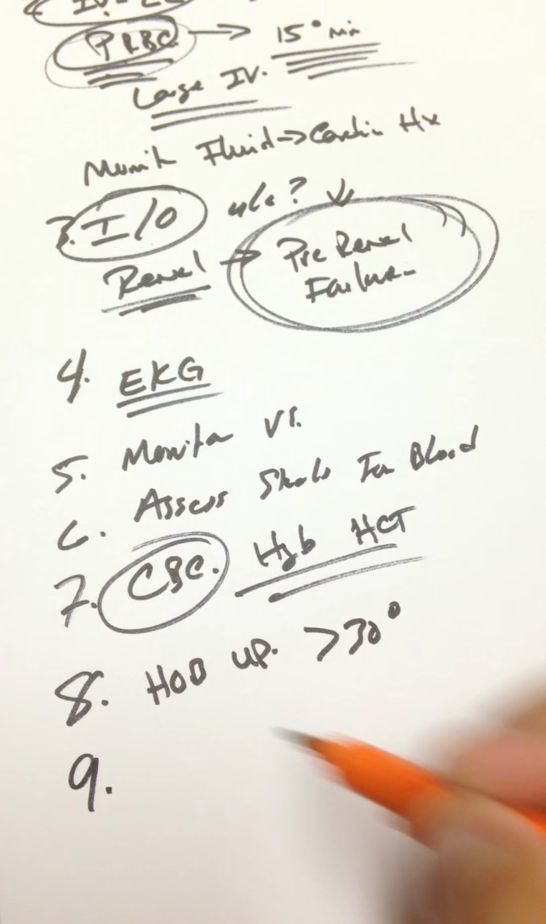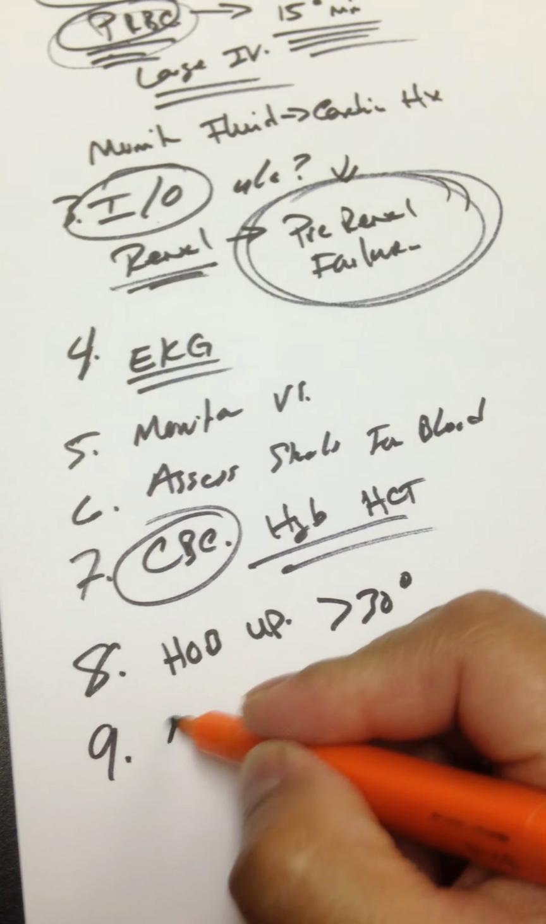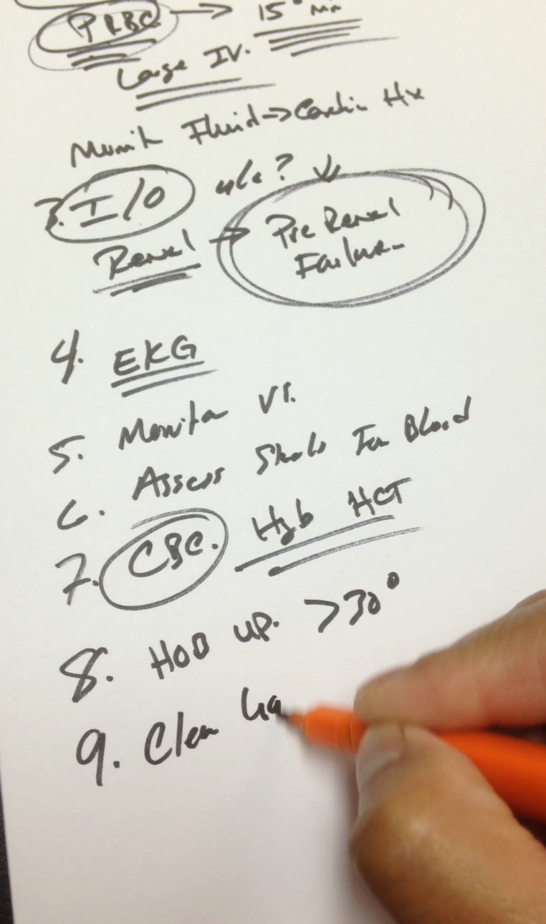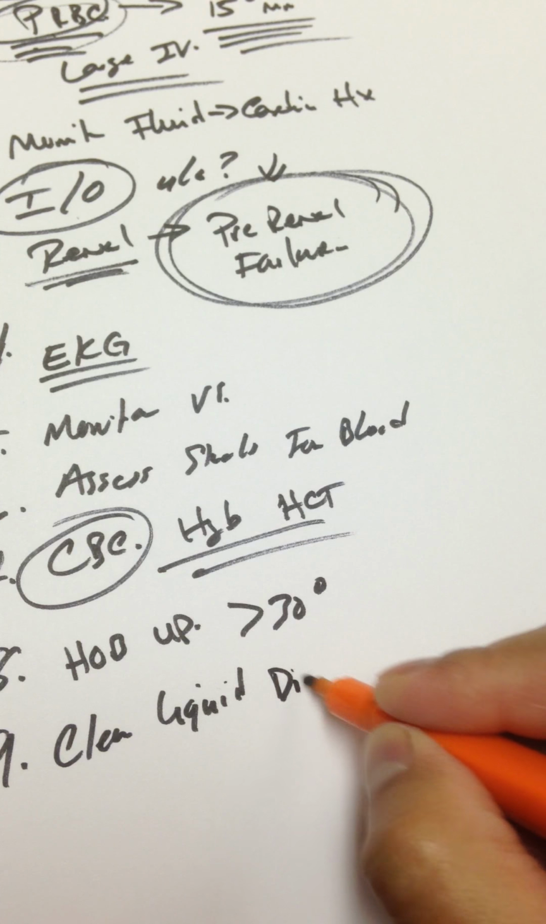Now, if the doctor says, you know what, you are no longer on NPO status, you can go ahead and begin eating, well, you're going to start them off on clear liquids. You're going to put them on a clear liquid diet. Again, this is if it's okay with the physician.